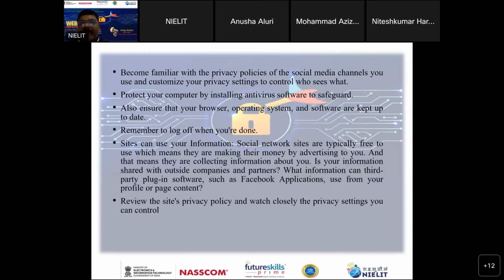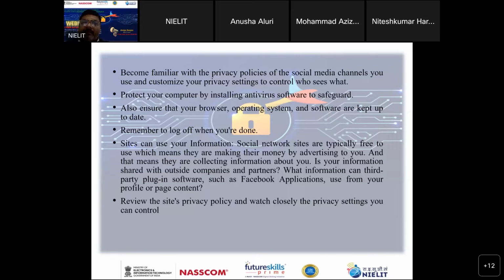Become familiar with the privacy policies of the social media channels we use. Customize your privacy settings to control who sees what. Always protect your computer by installing antivirus software. Also ensure that your browser, operating system, and software are kept up to date. Remember to log off when you are done.